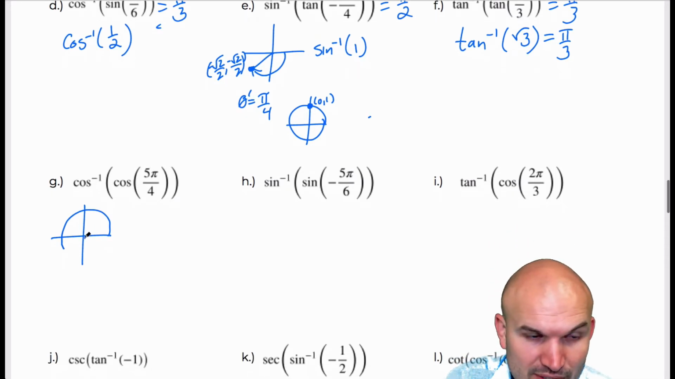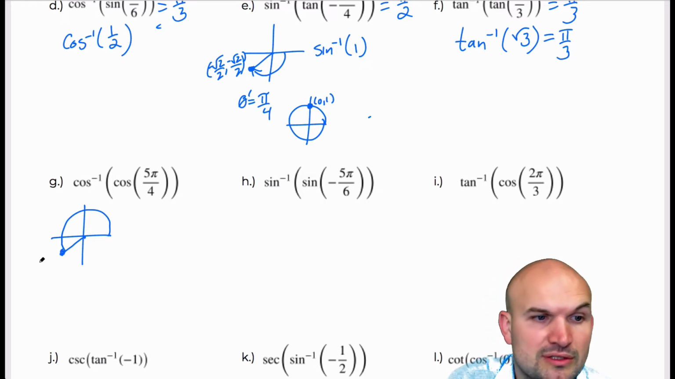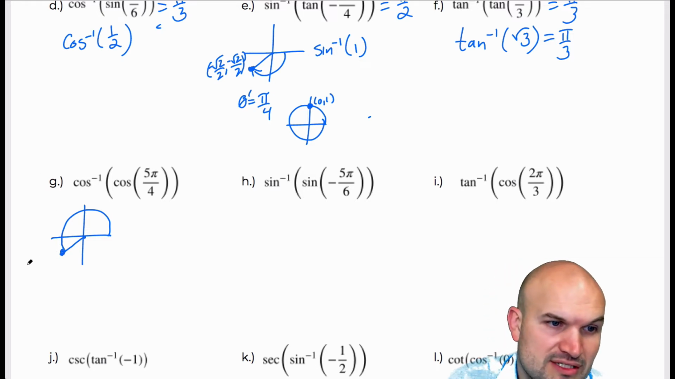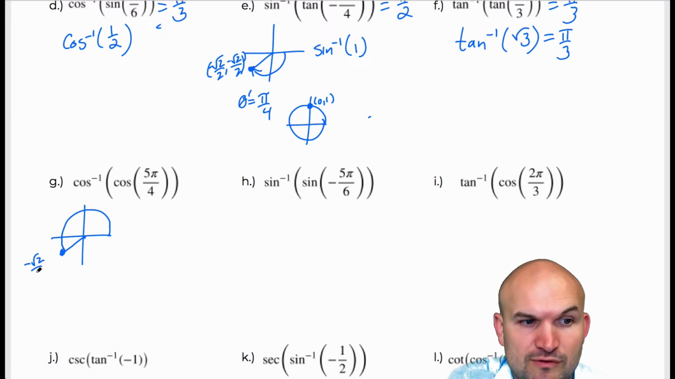However, here, when we look at 5 pi over 4, we look at this point and we say, all right, this point on the unit circle is 5 pi over 4, so that's going to be a negative square root of 2 over 2, comma, negative square root of 2 over 2.